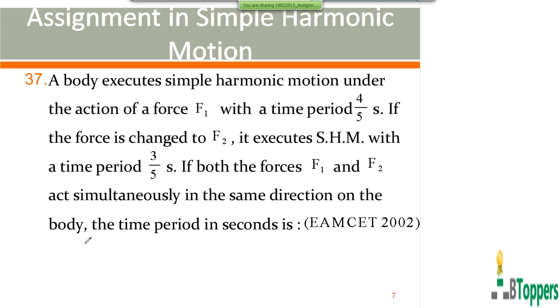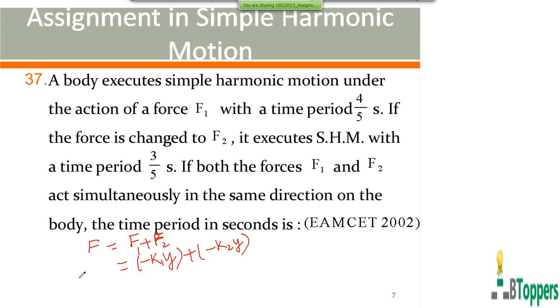So the resulting restoring force acting on the body, when both the forces act in the same direction, you can write F1 plus F2. So at the instant when the particle is at a distance y from the mean position, F1 can be written as minus K1y. At the same instant, the force F2 can be written as minus K2y, where K1 is the force constant of oscillations in the first case, when the body performs SHM under the action of first force F1. K2 is the force constant of the oscillator when the body performs SHM under the action of second force.